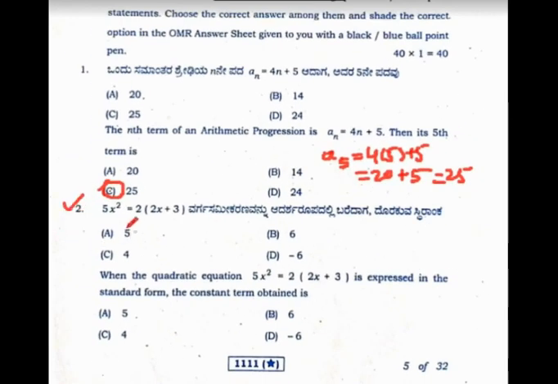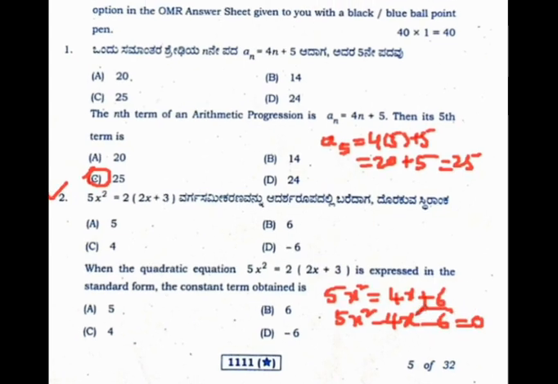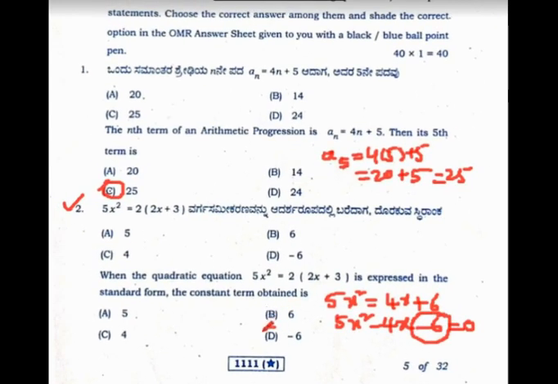Moving on to the second question, 5x square is equal to 2 into 2x plus 3. You have to find the constant term. So first we have to convert this into the standard form of a quadratic equation. So 5x square is equal to 2 into 2x is 4x, 2 into 3 is 6. So we will bring all the terms to one side, plus 4x moves to the other side will become minus 4x, plus 6 becomes minus 6. So constant term is minus 6. Correct option for this question is D.